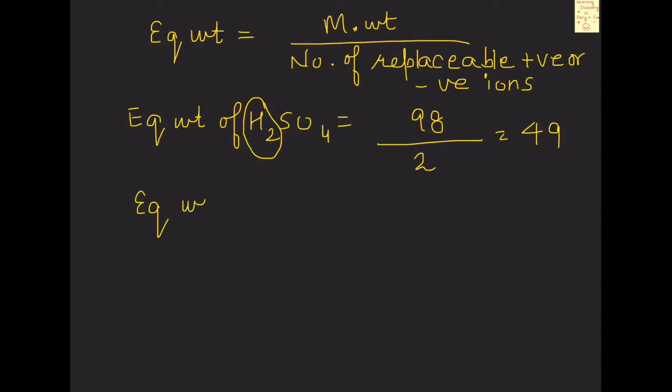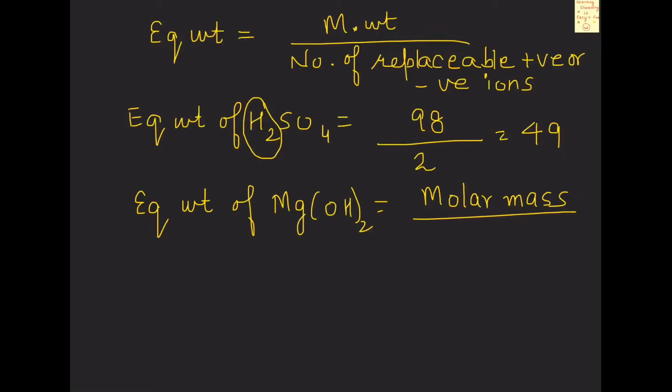Equivalent weight of, would you like to do magnesium hydroxide? So, it would be its molar mass, that is its molecular weight, divided by the number of replaceable positive or negative ions. So, that is again 2. This is the simplest way. We shall deal with it separately if it is required by your curriculum. Do let me know if you want me to cover it. Let's go on to the next definition.